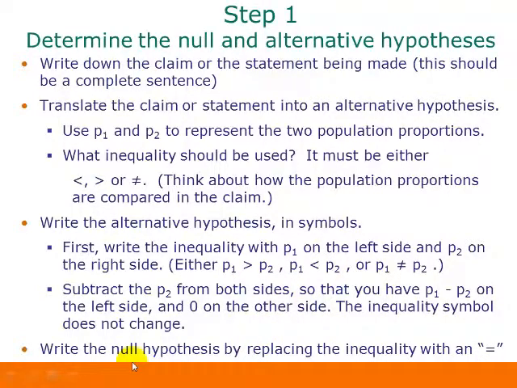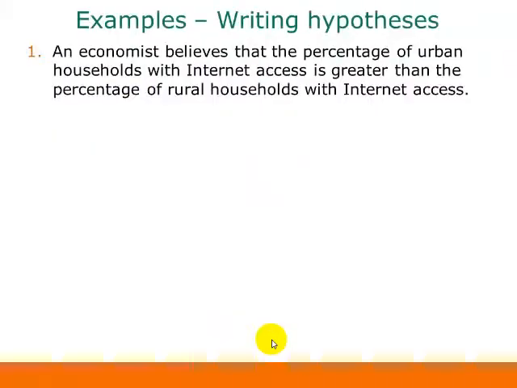So again, once we have our alternative hypothesis, then we can write our null hypothesis just by replacing that inequality with an equal sign. So let's just do some examples of writing hypotheses.